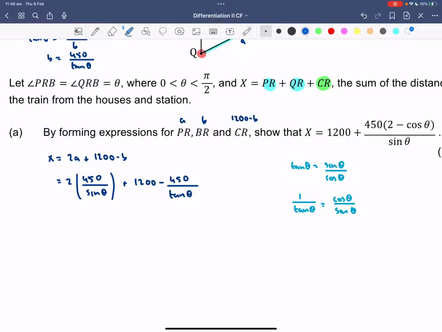I hope everyone realizes that 1 over tan theta, which is what we have over here, we basically have 1 over tan theta right here. We have something divided by tan theta. So that's going to make it really easy. So let's just expand the whole thing through.